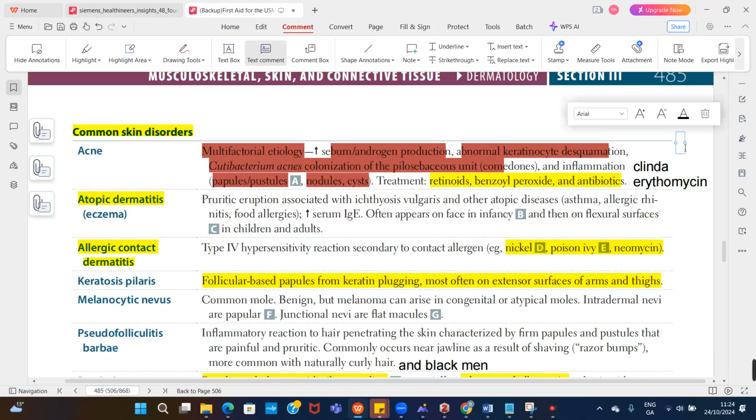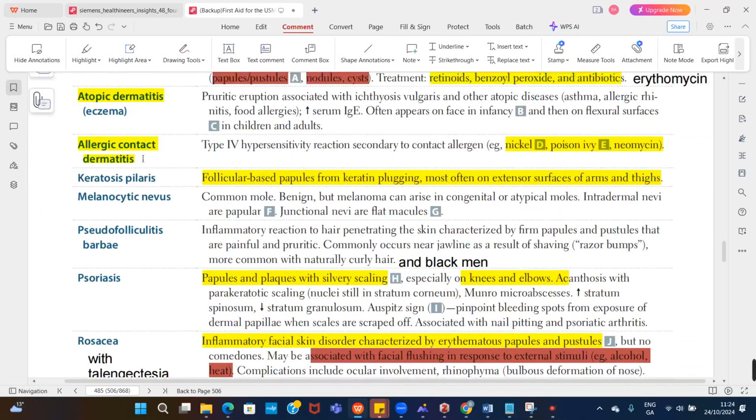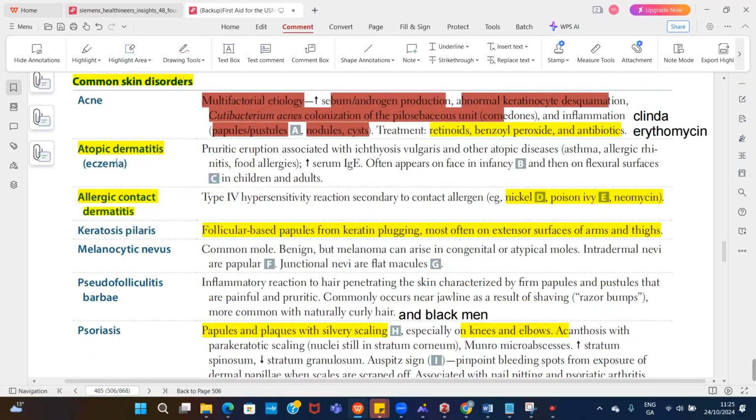What I've just described can be tested anyhow in the USMLE. It is the understanding that is important. Very, very important stuff. Don't forget, nodulocystic acne is a very severe form of acne, and you need to place the person on oral isotretinoin.